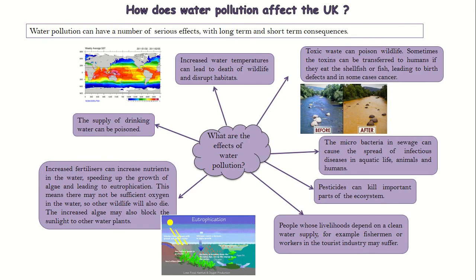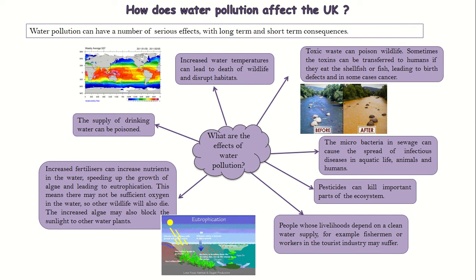And that affects us. It increases water temperature, which can lead to the death of wildlife habitats. The drinking water can be poisoned. Pesticides can kill important parts of the ecosystem. And in terms of wildlife itself, the impact could be huge.